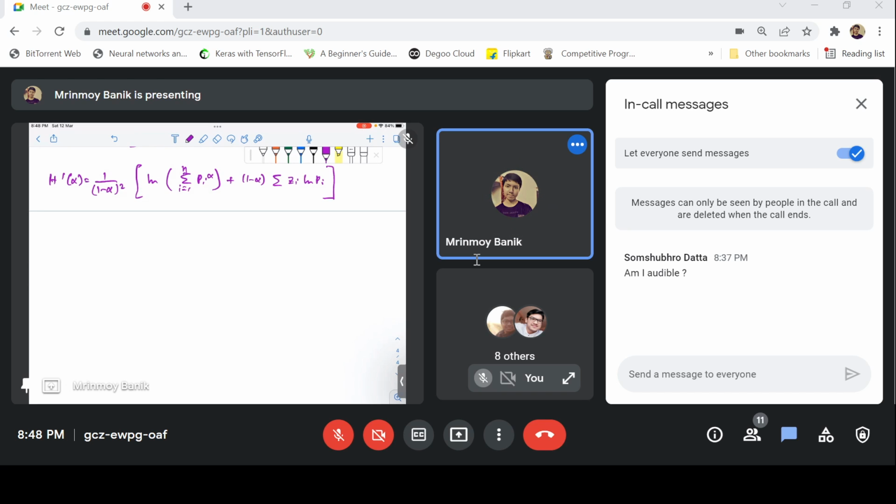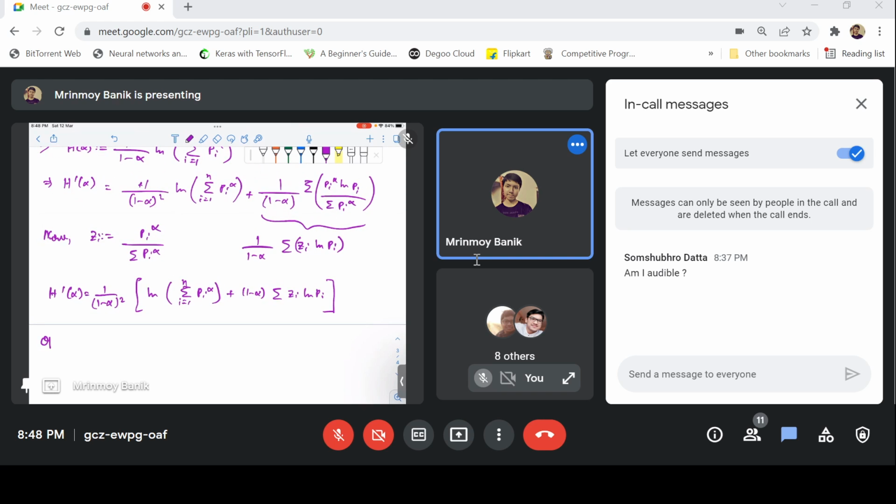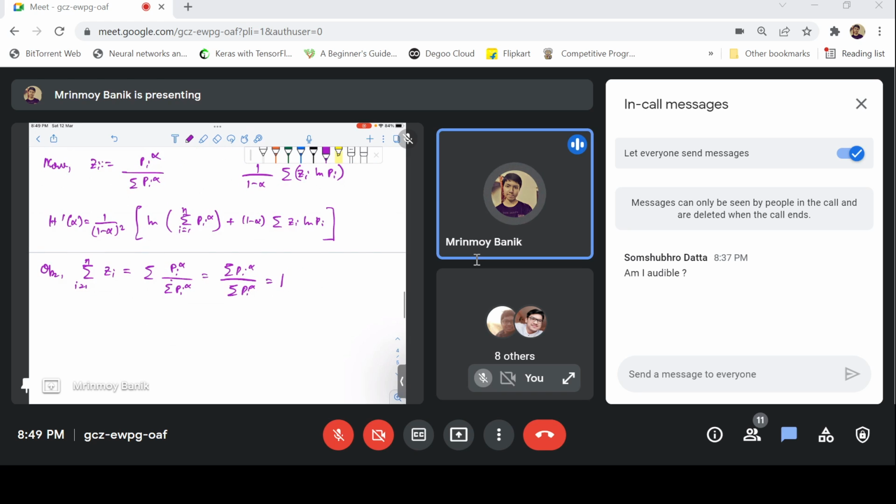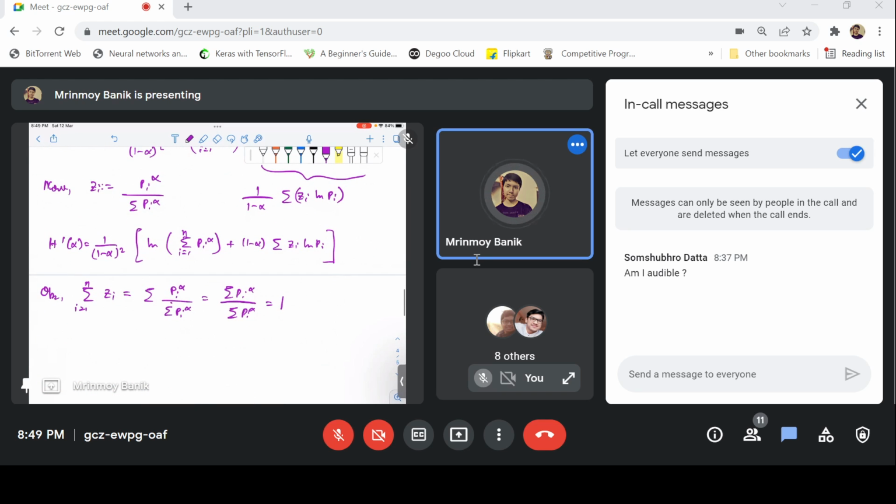Just a minute. Observe that sum over i from 1 through n of zi is sum over pi power alpha by sum over pi power alpha. So it's 1. So sum over zi is 1. That means we can bring in zi anywhere. So where should we try to bring zi?